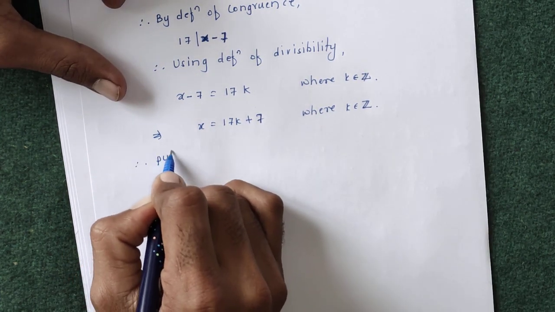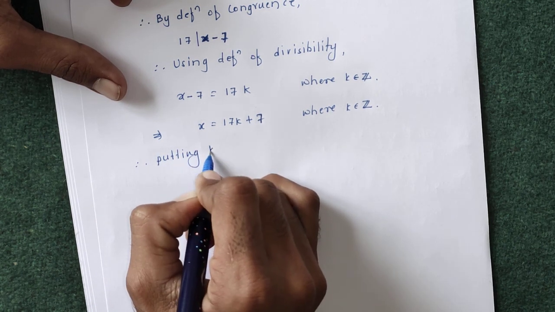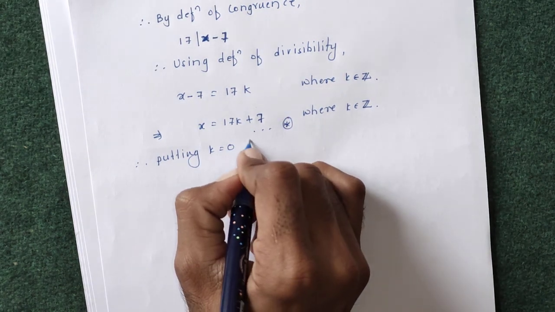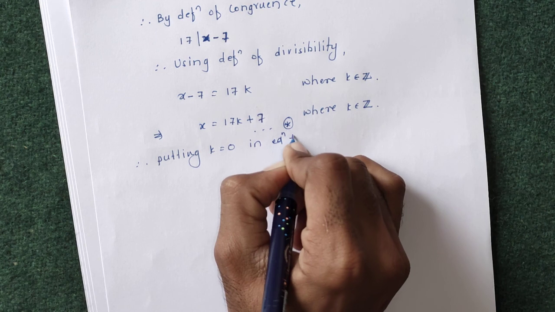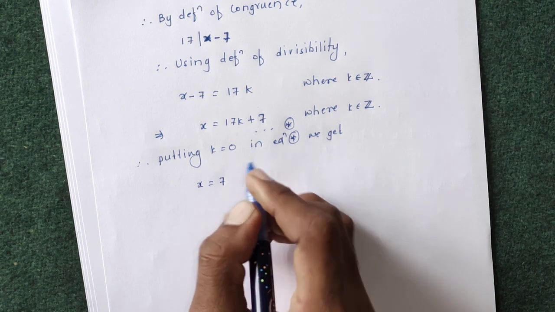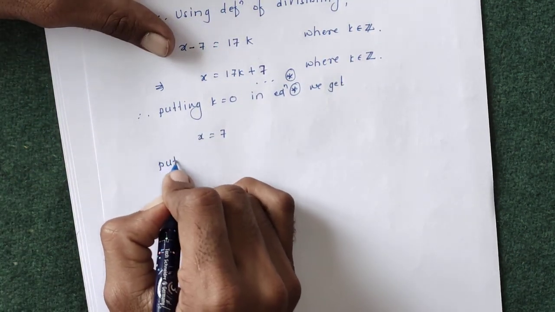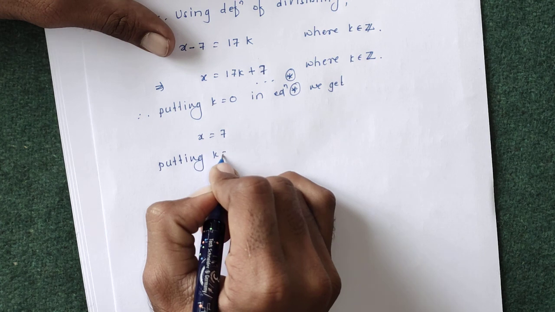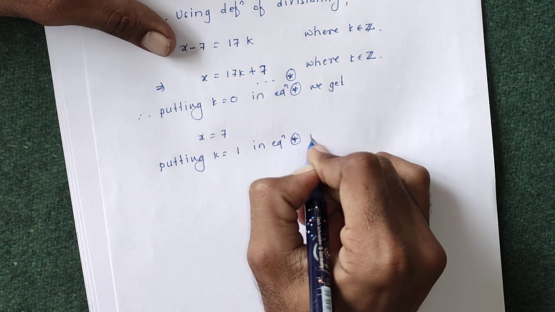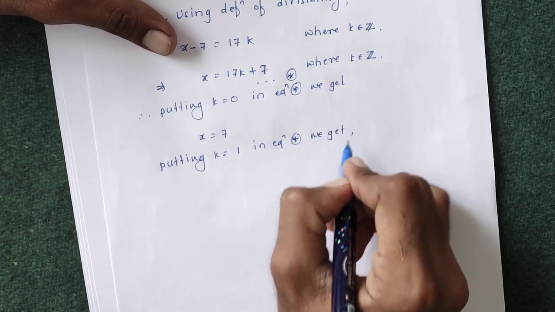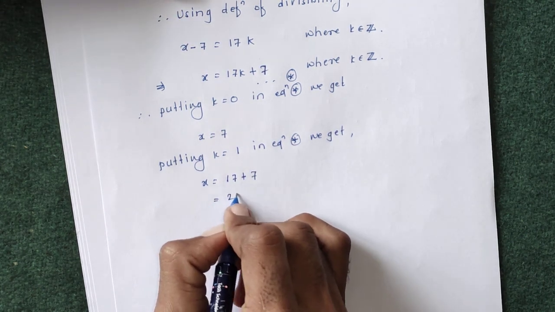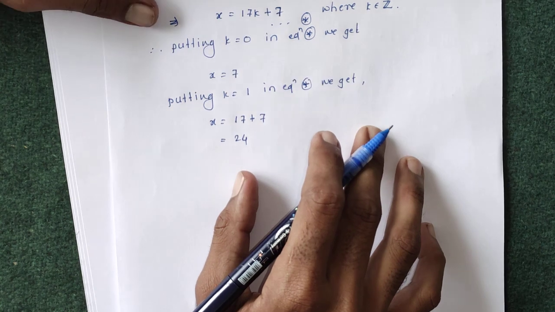Therefore, putting k equal to 0 in equation star, we get x is equal to 7. Now putting k equal to 1 in equation star, we get x is equal to 17 plus 7, and 17 plus 7 is 24. So 24 is again between 1 and 100.